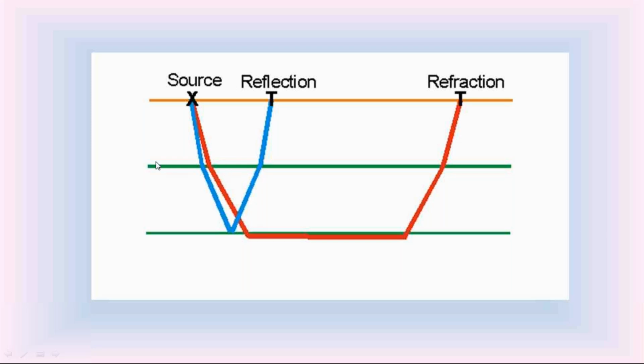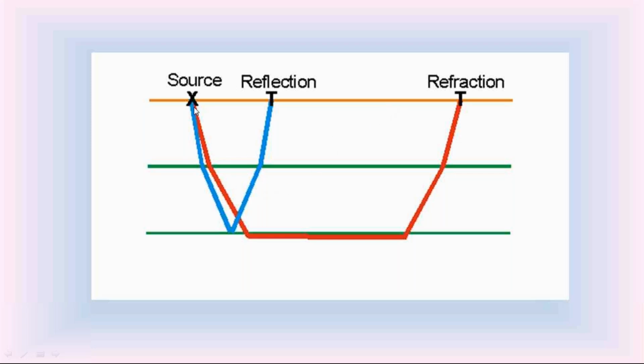Now, at this interface, this is the interface between the first layer and second layer, some portion of the shock wave is subjected to refraction, that is, they are traveling inside the second layer. Some portion of the shock wave is subjected to reflection. Without moving to the second layer, they will move back from the first layer.